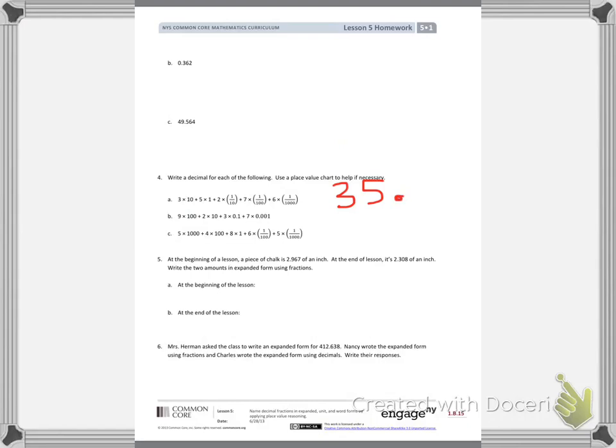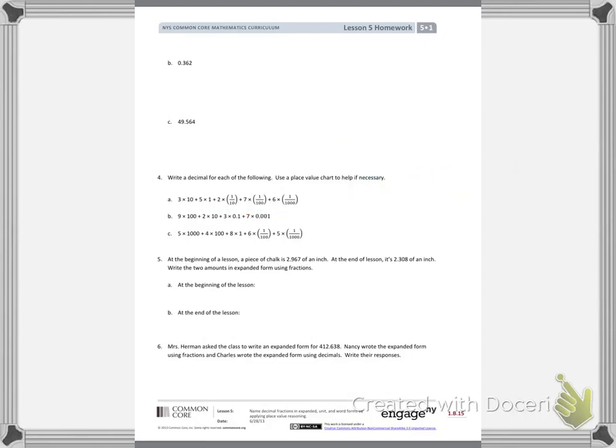Making sure to include the decimal, I read on where 2 times 1/10, which tells me to put it in the tenths place, plus 7 times 1/100th, I go to the hundredths place, which is next, plus 6 times 1/1000th. Place value is 3 to the right of the decimal for thousandths, and I record that there.